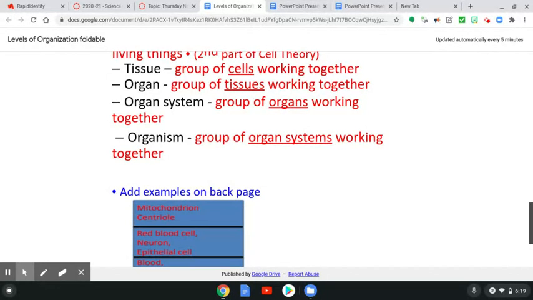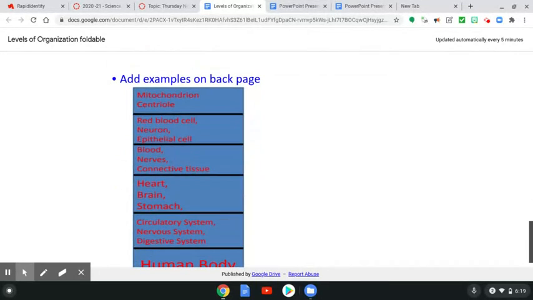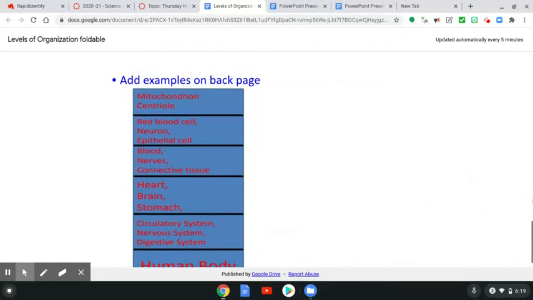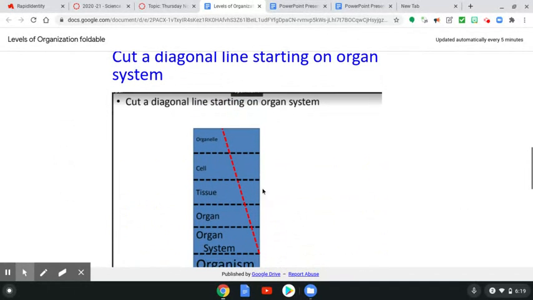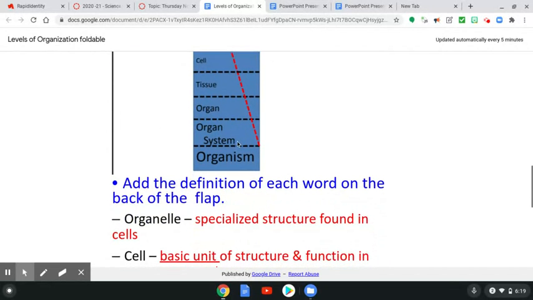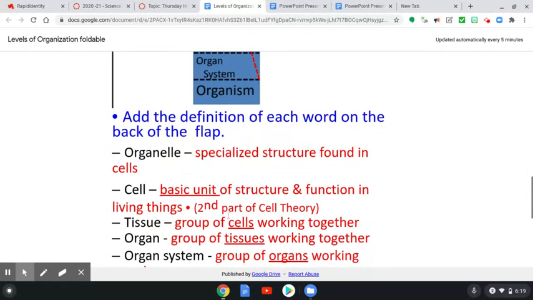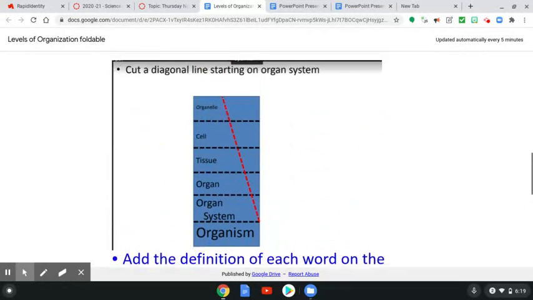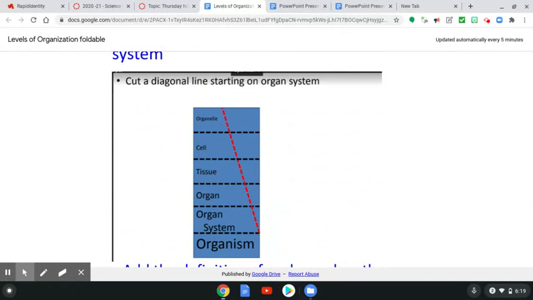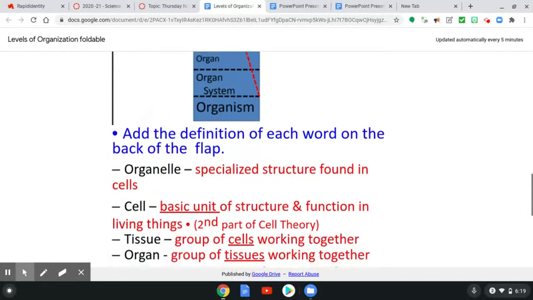Okay, so back to where we were, where it says put these on the back page. I would put my examples on the back of these flaps, because I think that if you put this on the back page, you'd have more, excuse me, I'm going to sneeze. You would have more room to write, and then your examples should be smaller, so they would fit better on the back of your words like organelle.